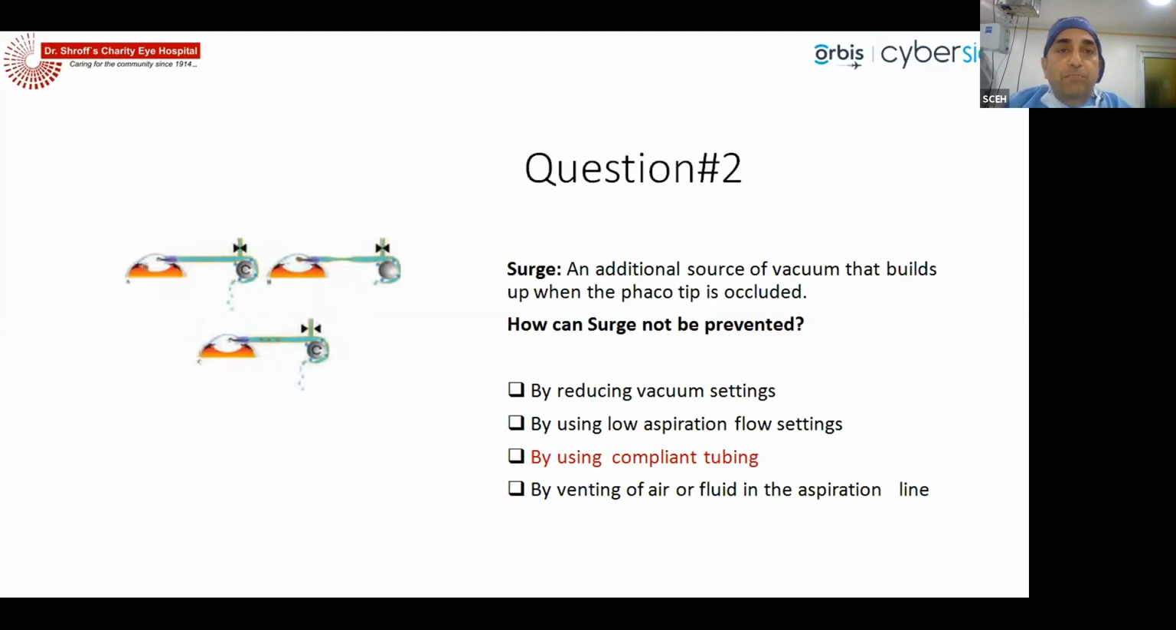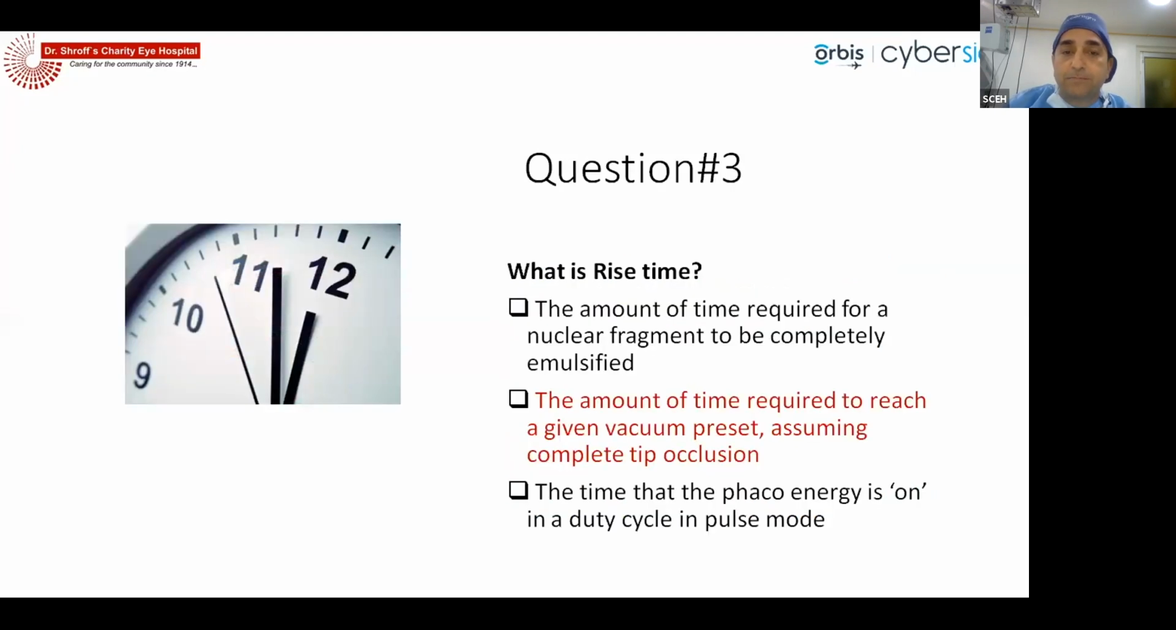Can surge not be prevented? Well, you can reduce the chance of surge by reducing vacuum, by reducing your flow rate, by venting, which is air or fluid venting that the machines have designed at the tip. There are holes. As soon as the piece goes from the tip, there is a large amount of fluid, or in some machines, air, that goes out to prevent collapse of the anterior chamber, and by not using compliant tubings. So you should not have tubings that can collapse when the vacuum gets generated.